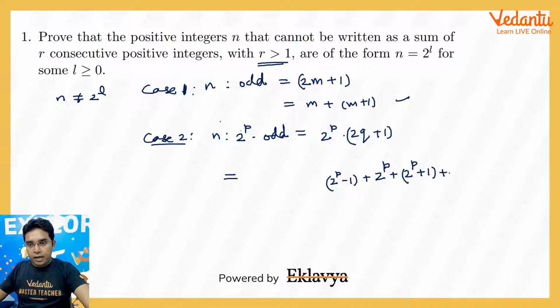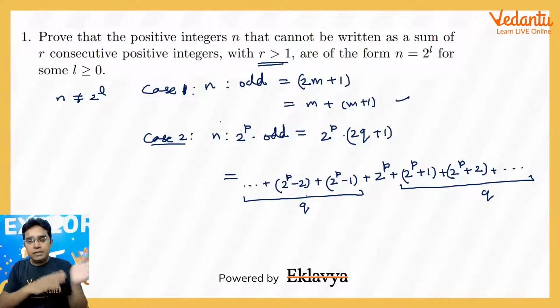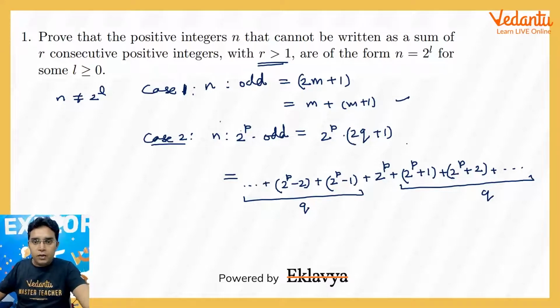And similarly, I will add here 2^p + 2, one more, and here I will subtract, and it will become 2^p - 2. And this way, if I keep on doing, you can see, I have added q terms here, and I have added q terms here. By use of the sum of 2q + 1 terms of an AP, or the property that the sum of the first term plus the last term is equal to the second plus the second last term, and so on, you can check this sum will be equal to this thing.